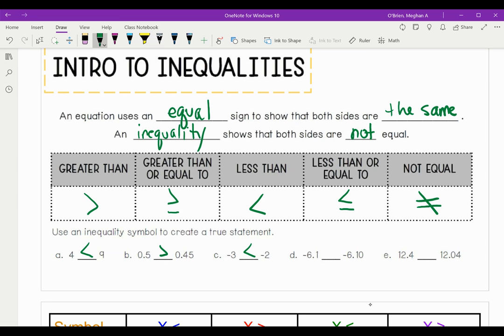The next one, letter D, these are in fact the same because -6 and 1/10 is the same as or equal to -6 and 10 hundredths. Because I could just write a 0 right in the hundredths place, and it's the same. And then last, 12 and 4/10 compared to 12 and 4 hundredths. Well, tenths are bigger. Okay, all right.